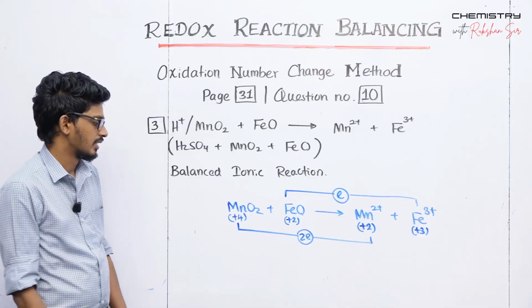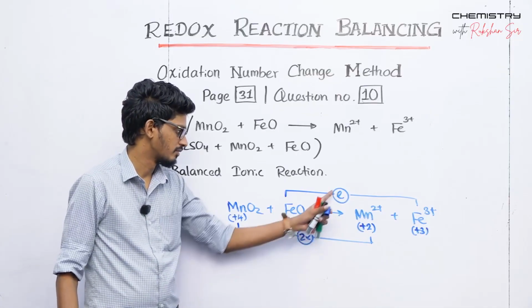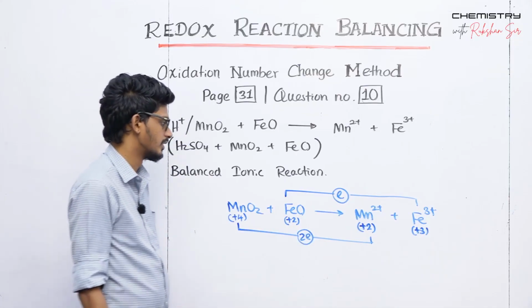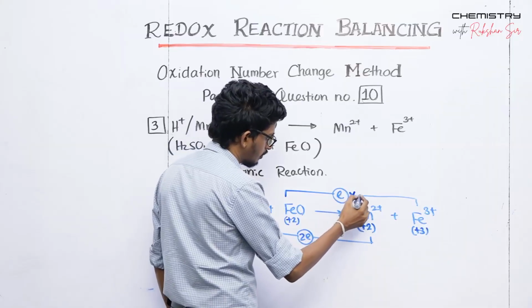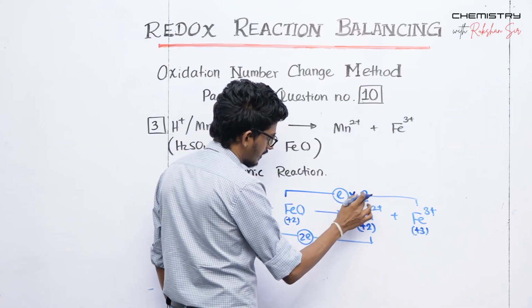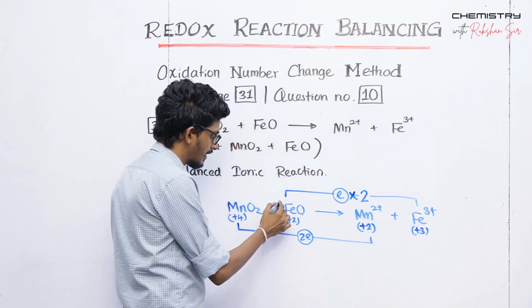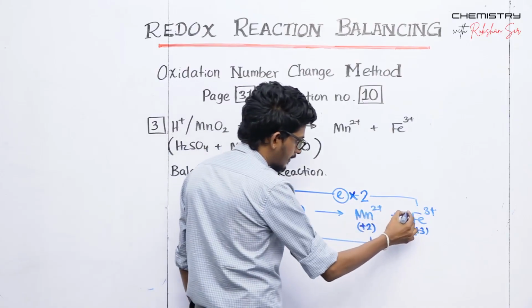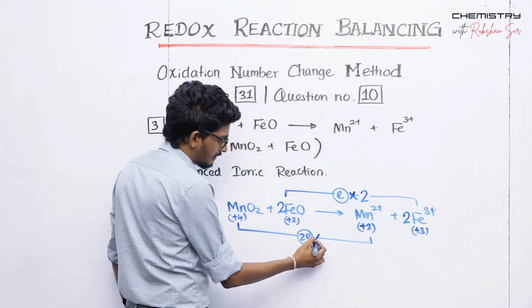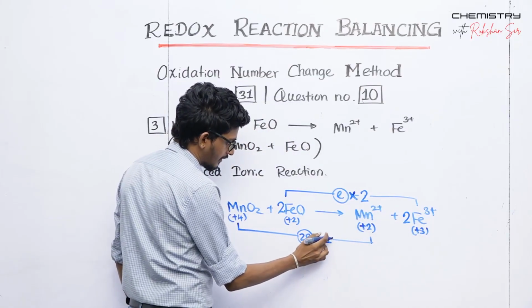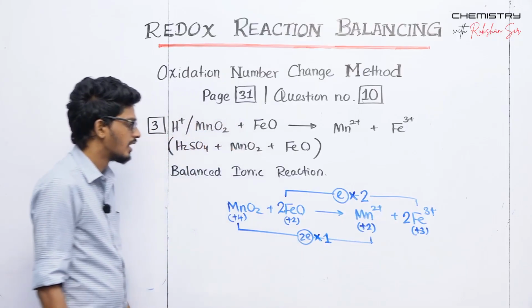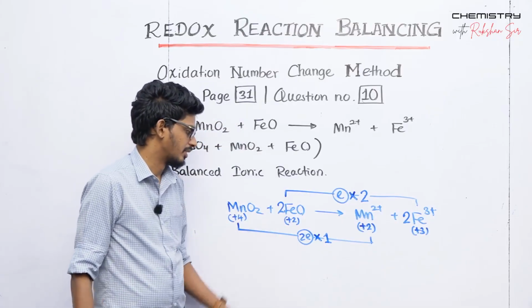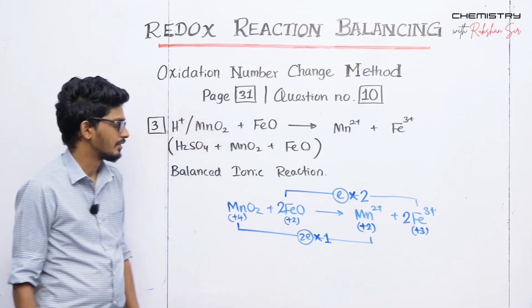So take the least common multiple of 2 and 1, that means the least common multiple is 2. So you need to multiply this thing with 2, right? So that all the things with that branch should be multiplied with 2. Multiply this thing with 1 to copy the least common multiple, right? Multiplying with 1 means no need to write, right? Okay, the second step is done.